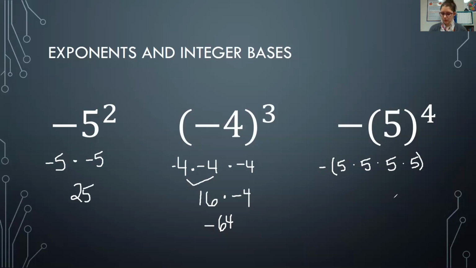Okay? So now I'm going to multiply. 5 times 5 is 25. 5 times 5 is 25. I'm going to bring down my parentheses and bring down my negative. 25 times 25 is 625. And I bring down my negative. So this is a negative 625. When the negative is outside of the parentheses, it stays out of the way and moves into our answer.